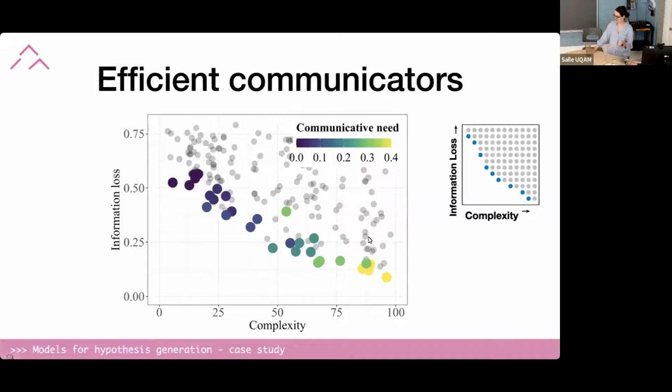Now, this is actually a pretty surprising result, even though I've introduced it as if it were obvious. These agents actually do develop optimally efficient languages. The gray dots are theoretically possible languages they could have come up with, just some sampled. And the colored dots are the ones that our agents actually did come up with. We can see that they fall really along this Pareto frontier, just like human languages seem to. Both information loss and complexity are really modulated by communicative needs. So great, agents develop efficient communication systems.